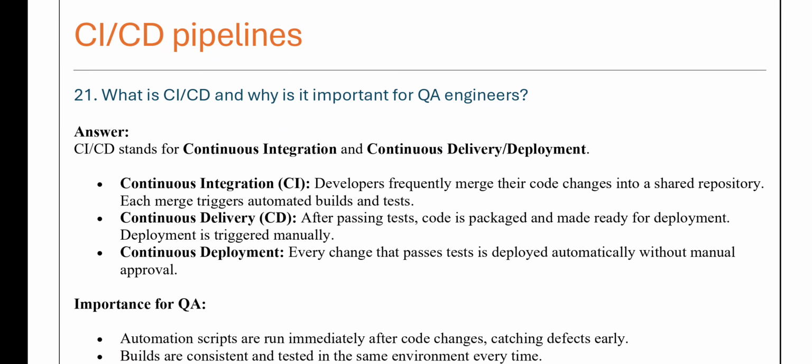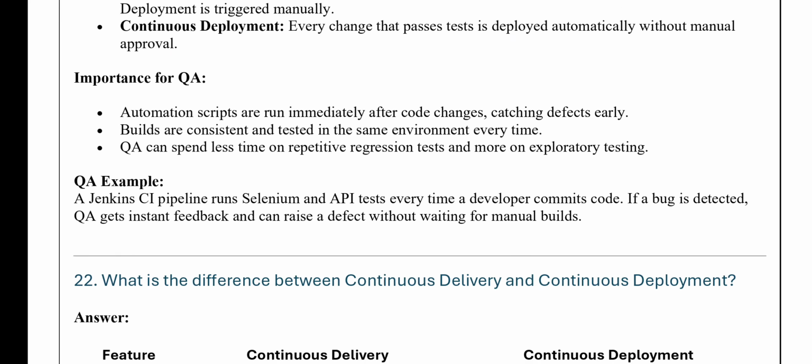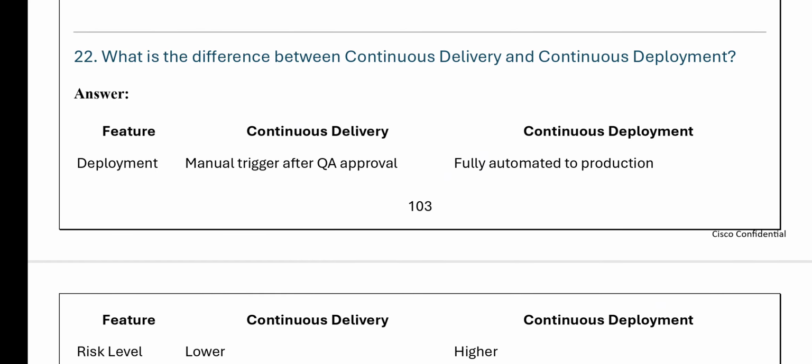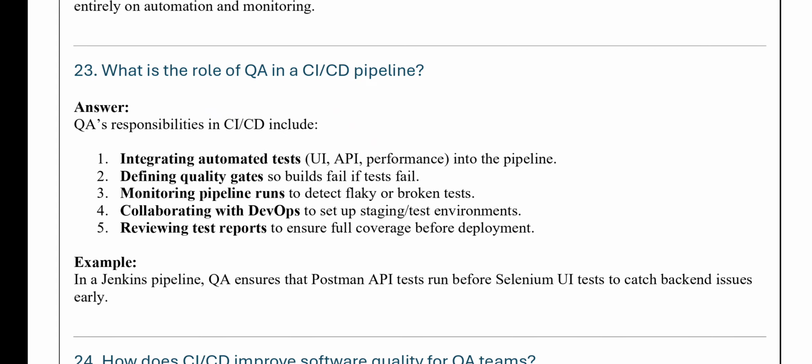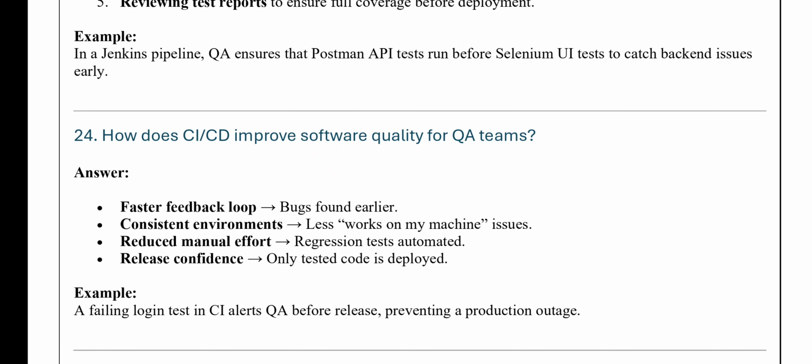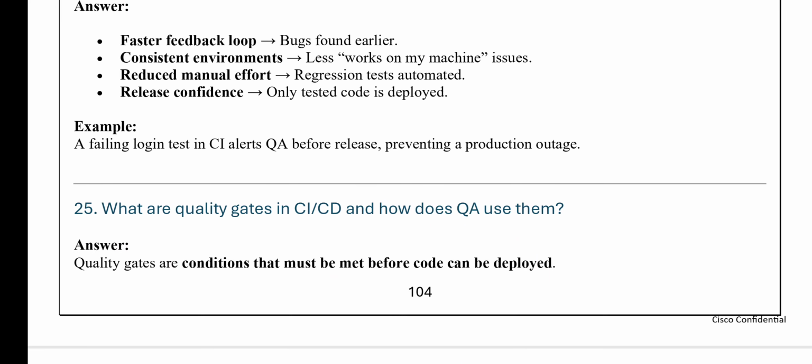Okay, and the next module is about CI/CD pipelines. What is CI/CD? Difference between continuous delivery and continuous deployment. And what is the role of QA in CI/CD pipeline? How does CI/CD improve software quality for QA teams?